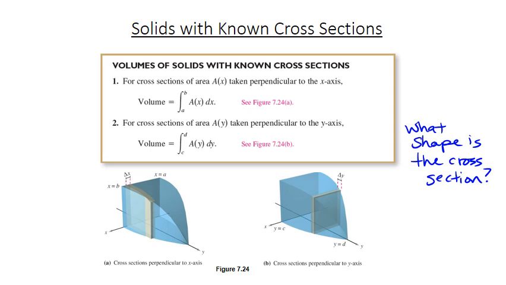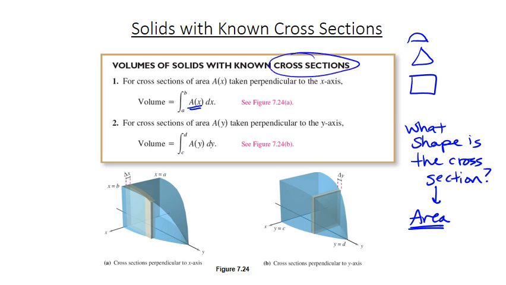If I can identify what shape the cross section is, I want to find the area of that. So if the cross section is a triangle, find the area of a triangle. If the cross section is a square, find the area of a square. If it's a semicircle, find the area of a semicircle. And then if you know that area, you integrate it. And that's it.